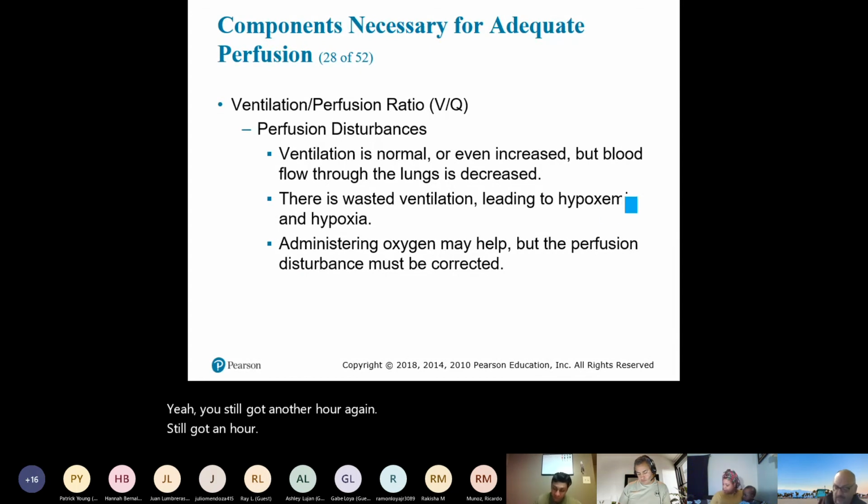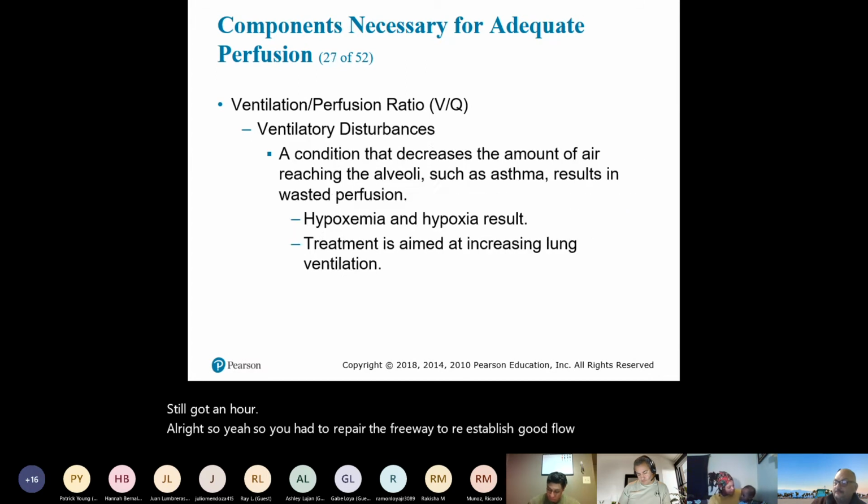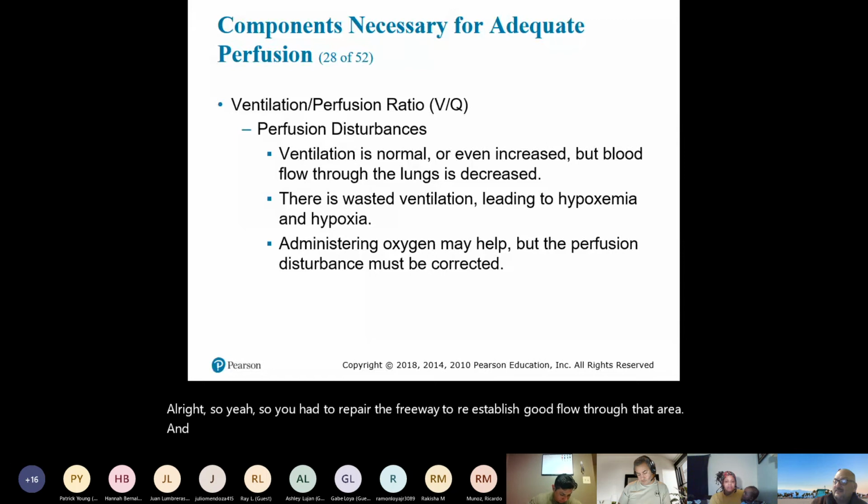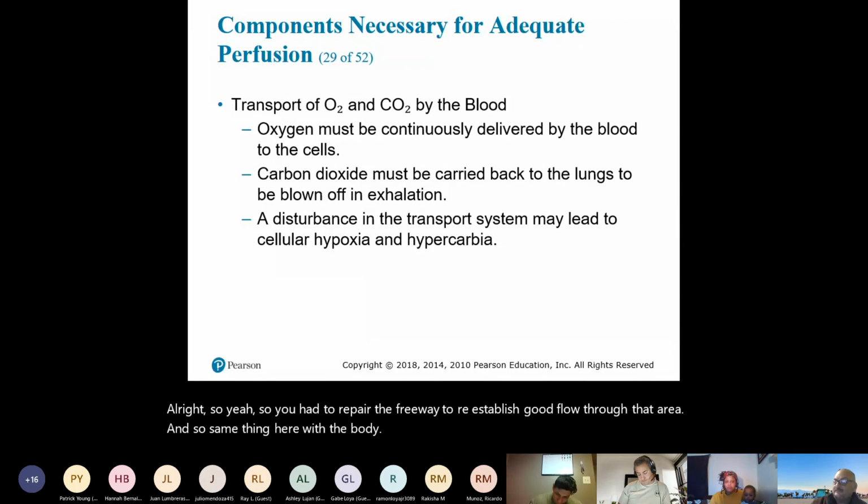All right. So yeah, you had to repair the freeway to reestablish good flow through that area. And same thing here with the body. That perfusion issue has to be fixed.